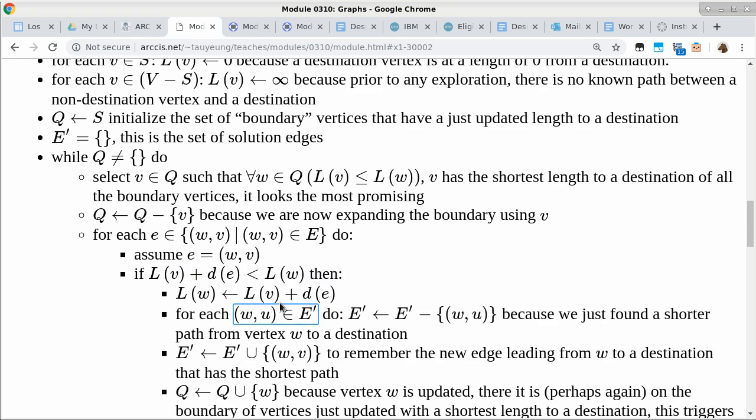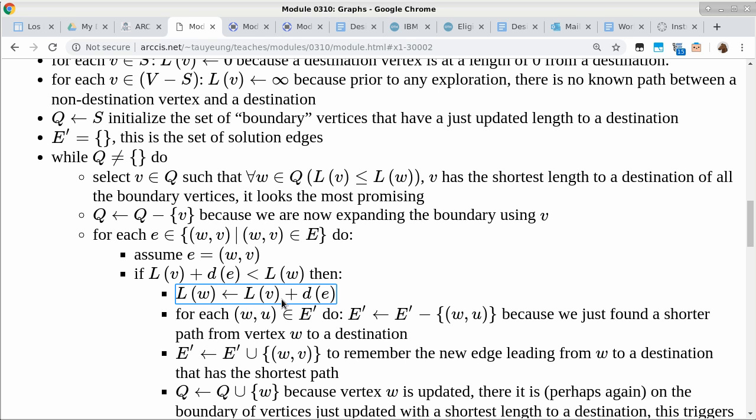So the first thing we do is to keep track of the length of the shortest path. So we basically say, L of W that we had before, that's not true anymore. That is not the actual length of the shortest path because we just found a shorter path, right? So we update that first. Is that okay?